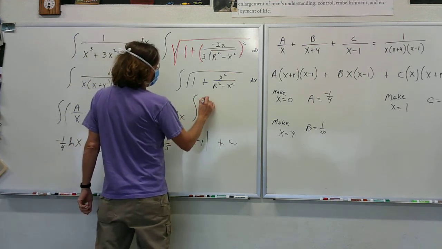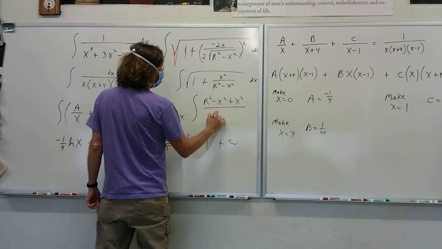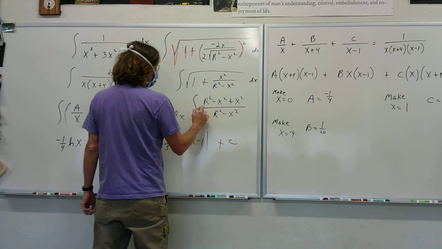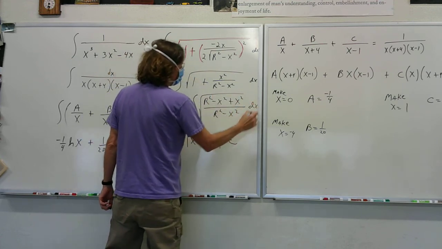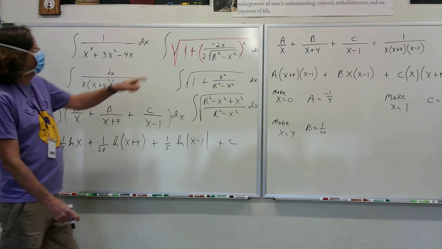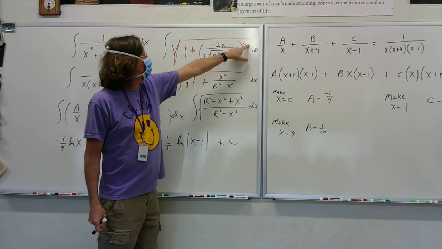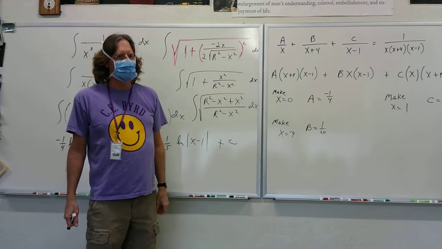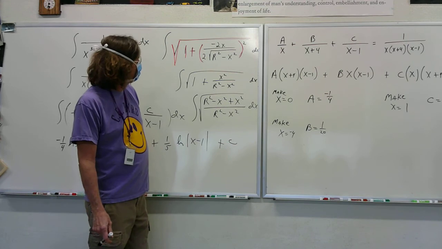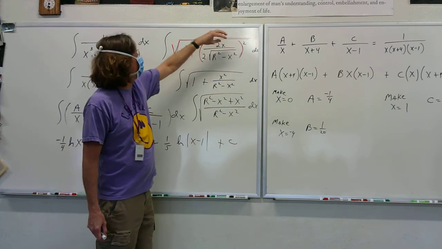So you'll get r squared minus x squared plus x squared over r squared minus x squared, under a big bracket. How'd you get x squared on top? There's your x, negative, so squared. It's a fraction all in parentheses squared, so just square the numerator, square the denominator.